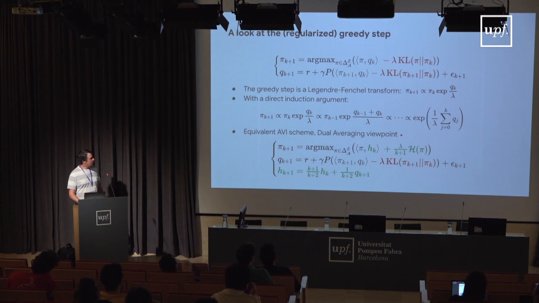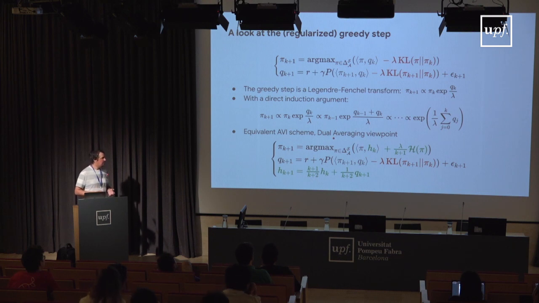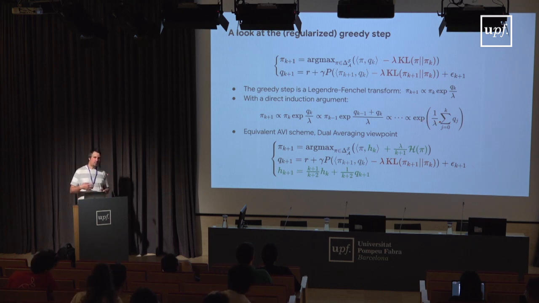And what you can get is an equivalent approximate value iteration scheme that I call dual averaging. You have the same kind of duality between mirror descent and dual averaging in optimization. Basically, I know that this will be a proper softmax according to the sum of Q_k. And I know that the softmax is itself related to the Legendre transform of the entropy.